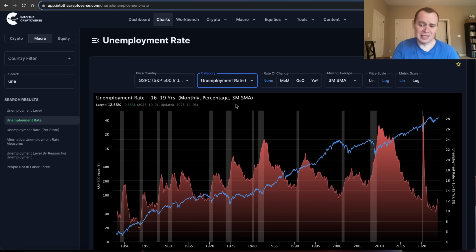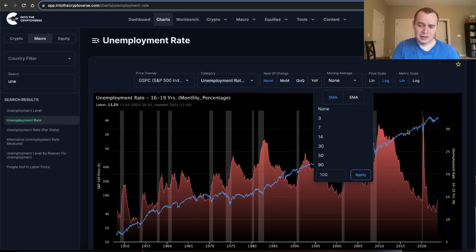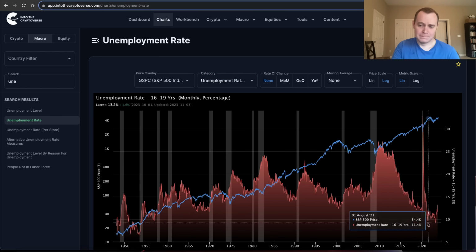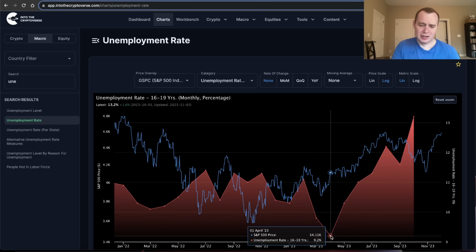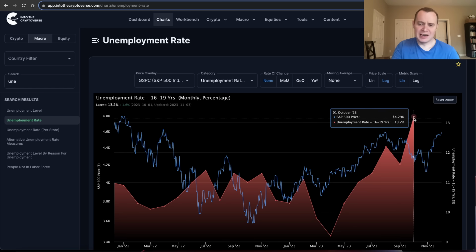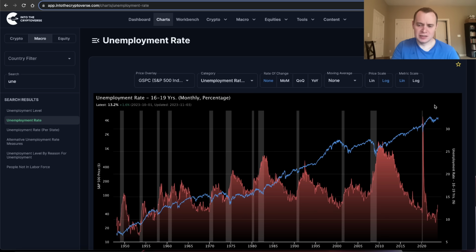Look at 16 to 19-year-olds. This thing is going up quickly. Just in April, the unemployment rate for 16 to 19-year-olds was at 9.2%. Today, it's at 13.2%. This is not a healthy move. This is moving up quickly.